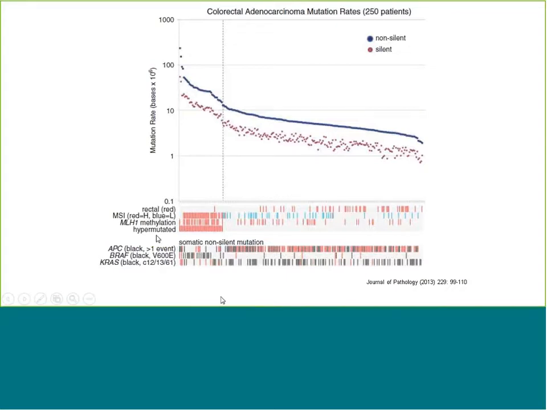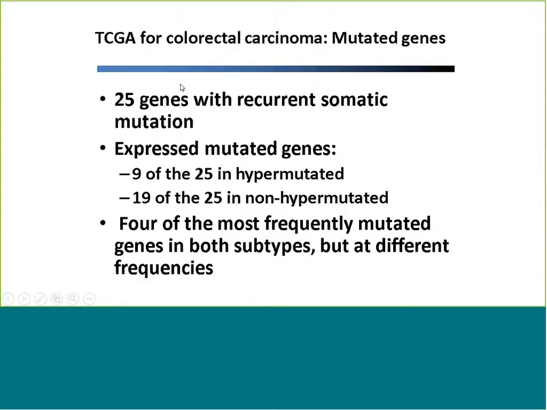And the subset that is not MSI high is the POLE and POLD mutated group. That's the small group here. But again, it's well recognized that these tumors have a huge mutational burden associated with them. And if you look at this in relationship to the types of mutations, not just the number of mutations, but the types that occur, if you look at the top 25 genes that have recurrent alterations in the TCGA database, 9 of those are expressed in the hypermutated group and 19 in the non-hypermutated group. And 4 of the most frequently mutated genes are present in both subtypes, but at different frequencies.